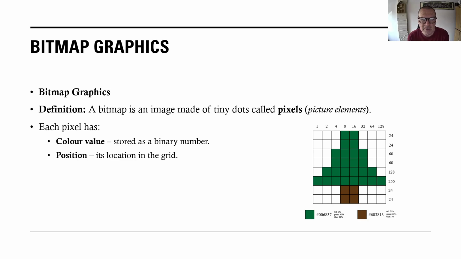The position is just given by the fact that we store the data in order from top left, pixel by pixel by pixel, all the way down through to the bottom right-hand corner. The color value is stored as a binary number, and we can assign different numbers of bits to store that, which means that we can have different numbers of colors.